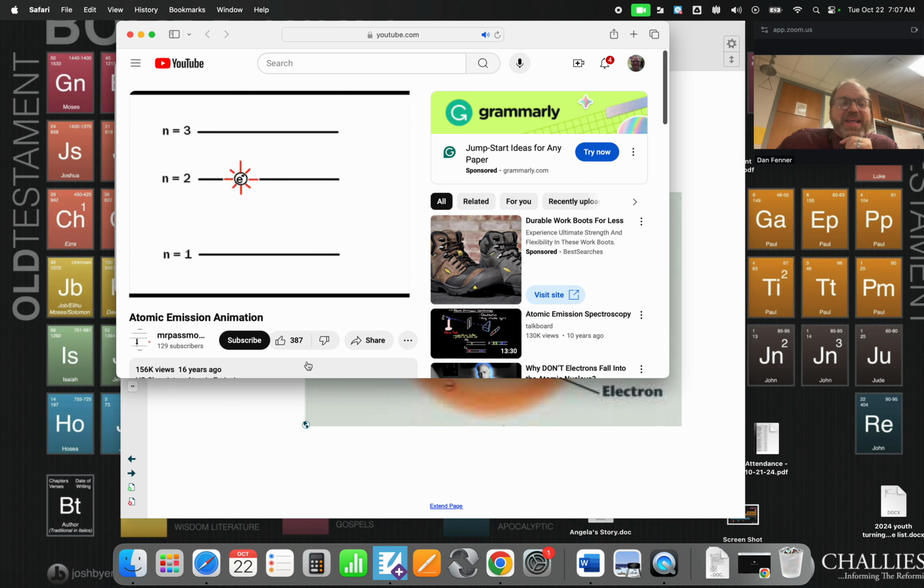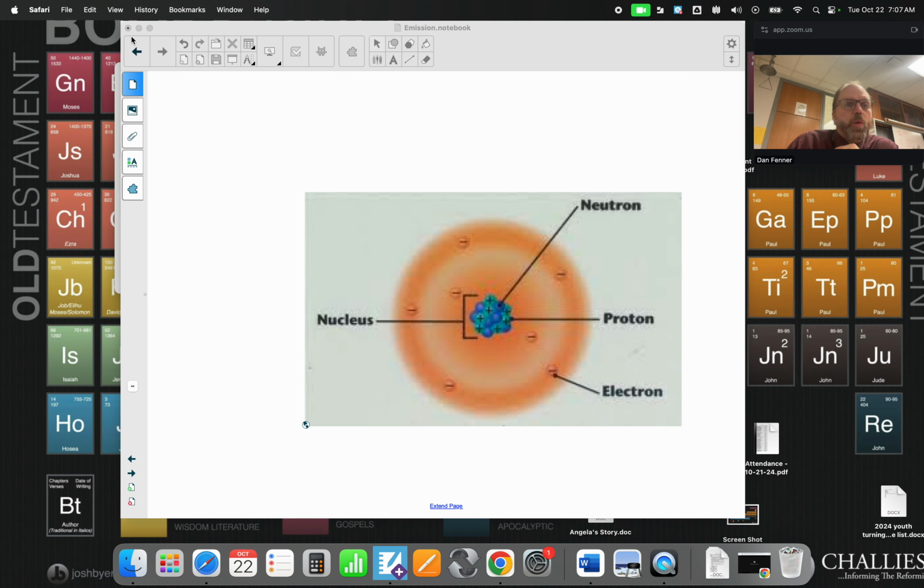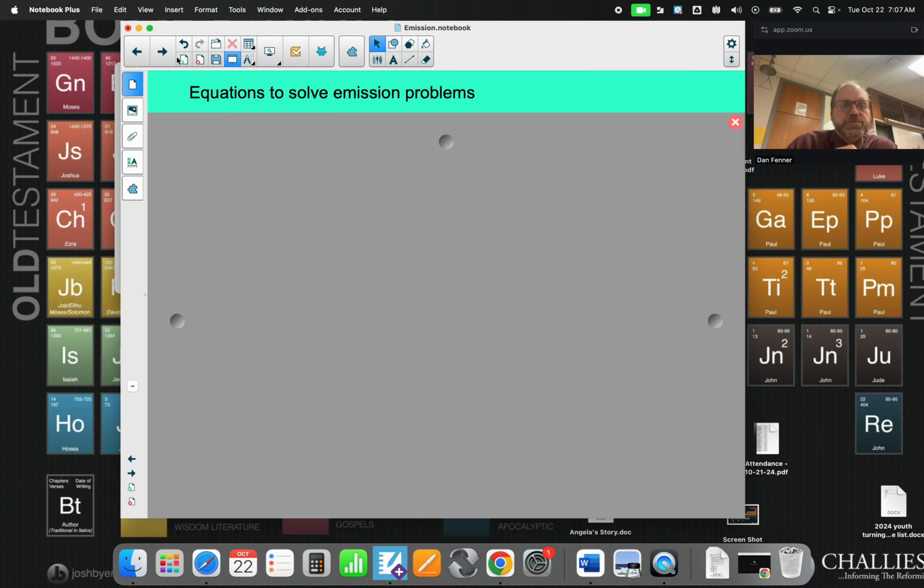Now it can't stay there because that's not its natural state. So after so long sitting in that state, it loses its energy. It drops back down to its ground state, and it releases energy that we're able to see, and that energy then is able to tell us where those electrons are located. Now, we do that process through something called emissions equations.